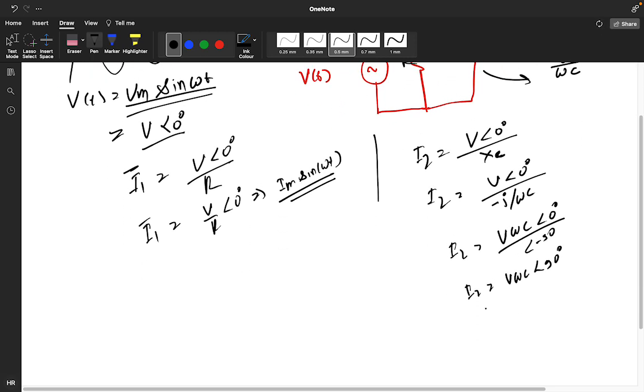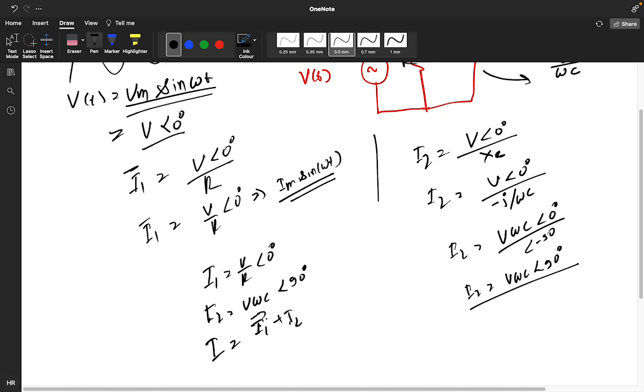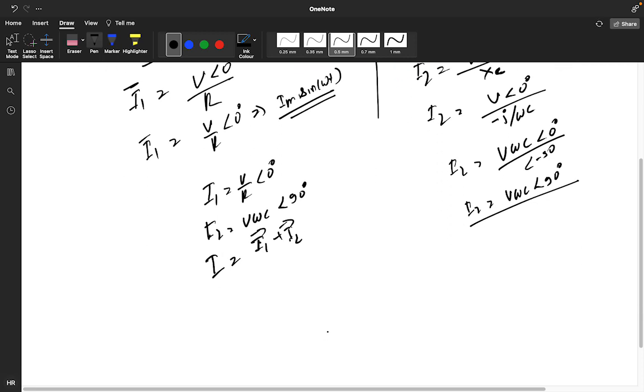So you are getting something like this. You got the I1 current as V by R at an angle 0 degree. You got the I2 current as V omega C at an angle 90 degree. And the overall I is nothing but, by KCL, I1 phasor plus I2 phasor. So I is equal to V by R at an angle 0 degree plus V omega C at an angle 90 degree.